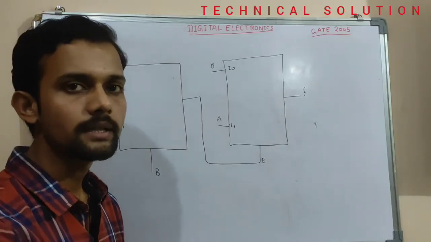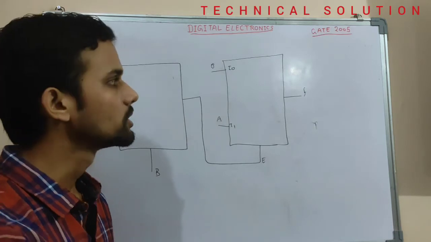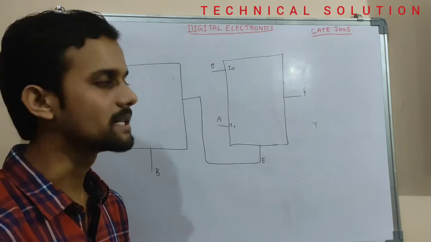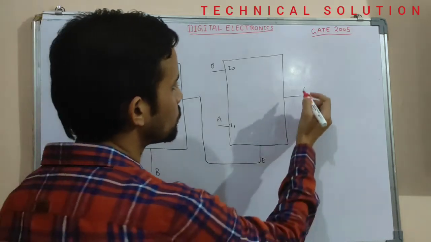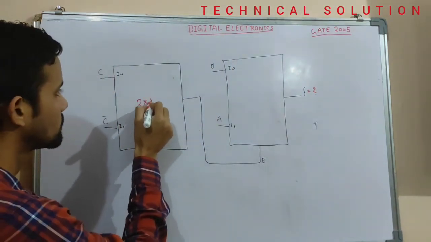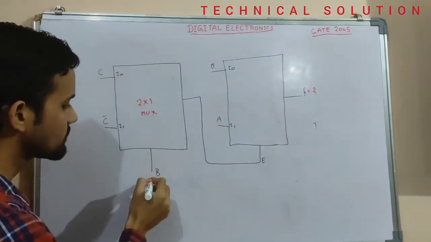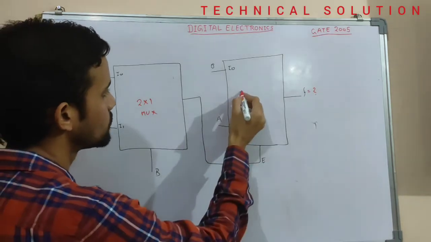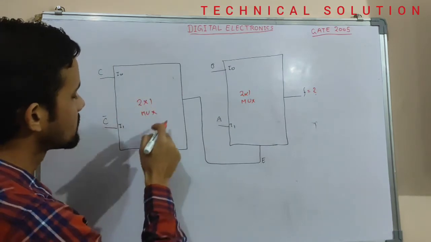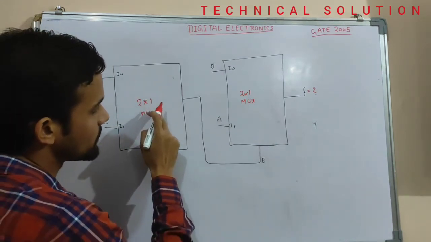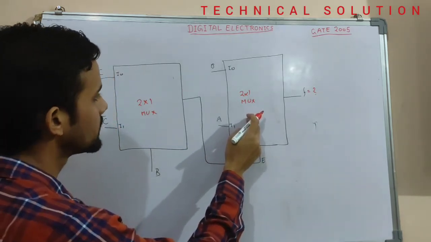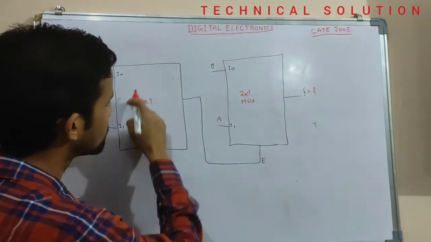This question was asked in GATE 2005, in which the Boolean function f is passed through these two multiplexers. We have to find the output of this f. What is the output of this f? Okay, this is a 2x1 multiplexer, in which this B is a selection line. This is also a 2x1 multiplexer. The output of the first multiplexer behaves as a selection line of this multiplexer. Okay, so let us find the output of this first multiplexer.